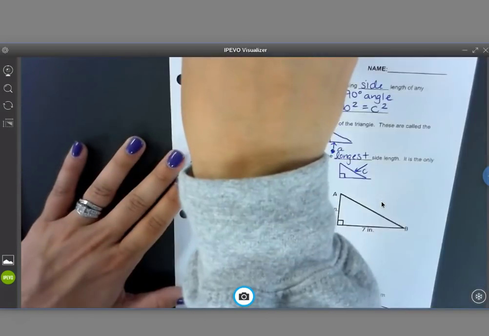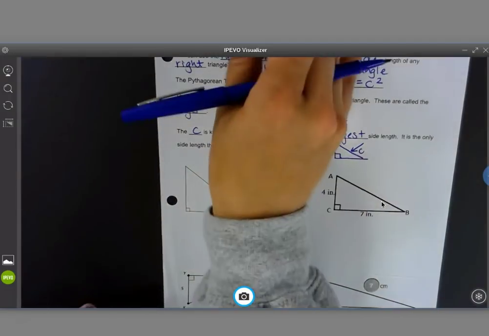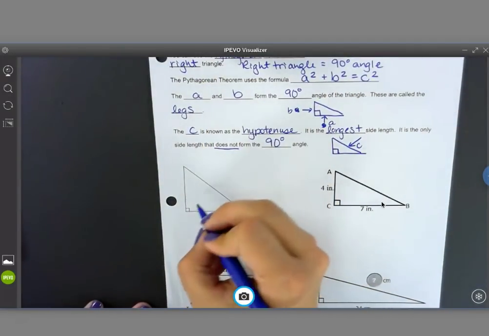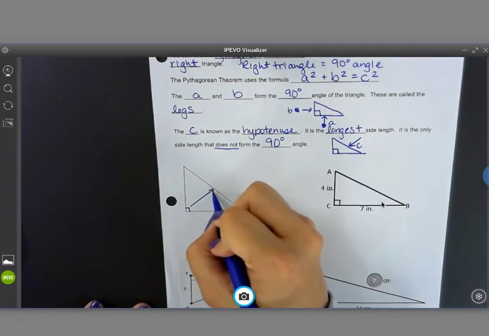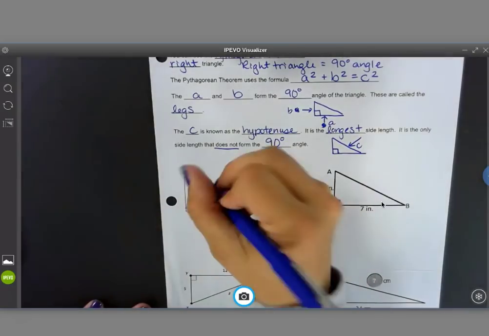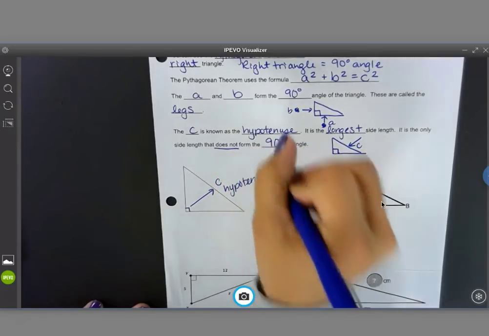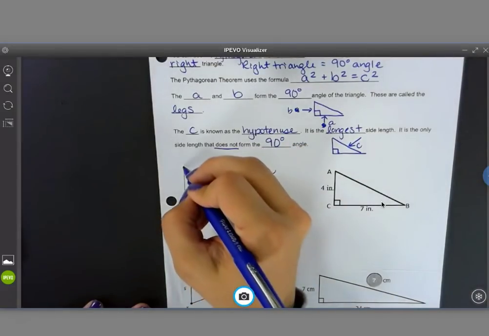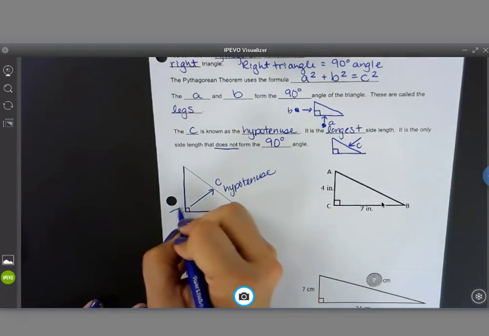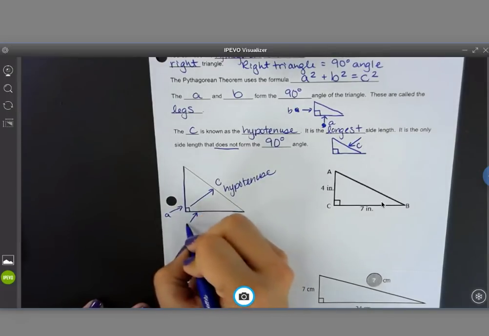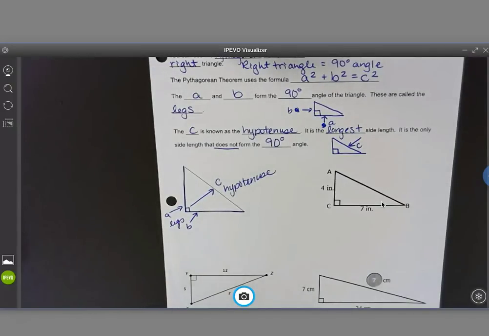So I kind of already did this in the first part of the notes, but let's label this triangle right here. So the longest side, and I do the hypotenuse two ways. I find the 90-degree angle, and if you draw an arrow away from it, that's always going to be C, the hypotenuse. Like I said earlier, the A and the B make up the 90-degree angle, and they are called the legs.